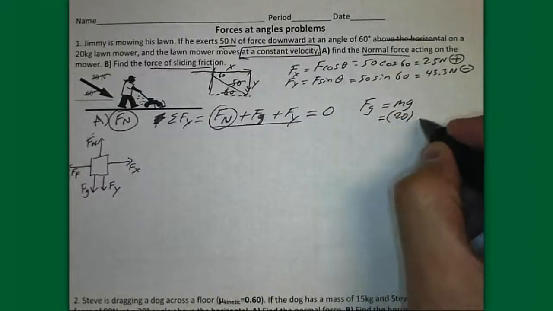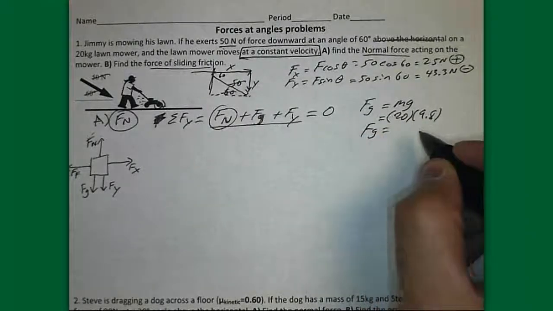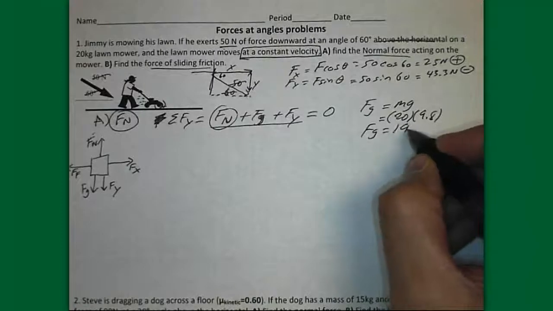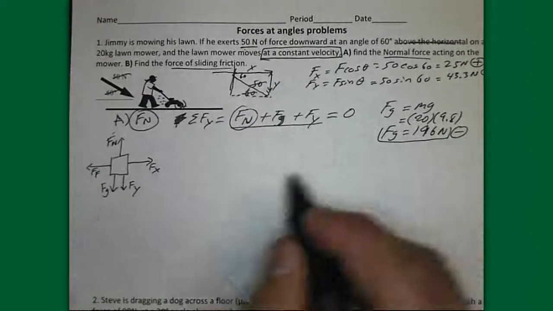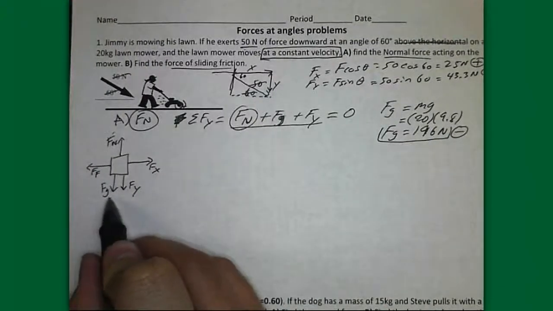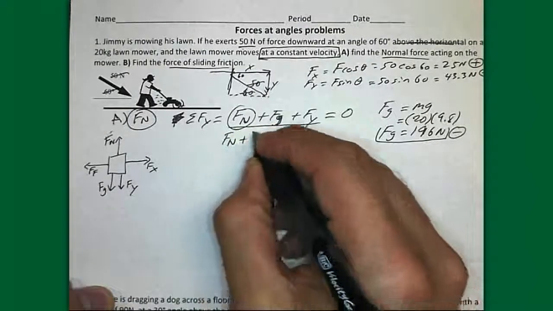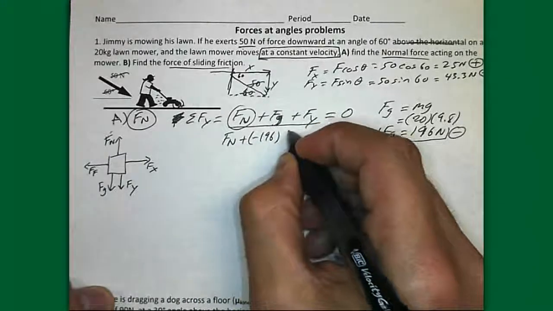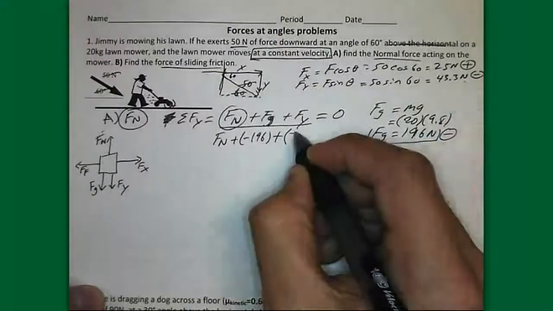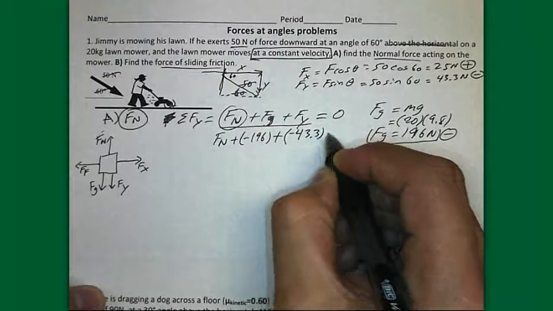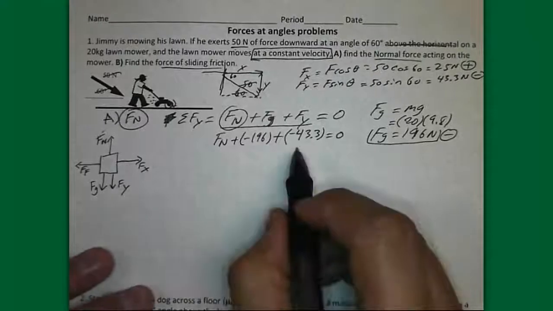Mass being 20, which is what they gave me, and the acceleration of gravity is 9.8, which gives me a force of gravity of 196 newtons. And in my equation, that had better be negative because force of gravity is directed downward. So now I can start plugging in numbers. Normal force plus negative 196 plus the Fy, which is also negative 43.3. That has to add to 0.